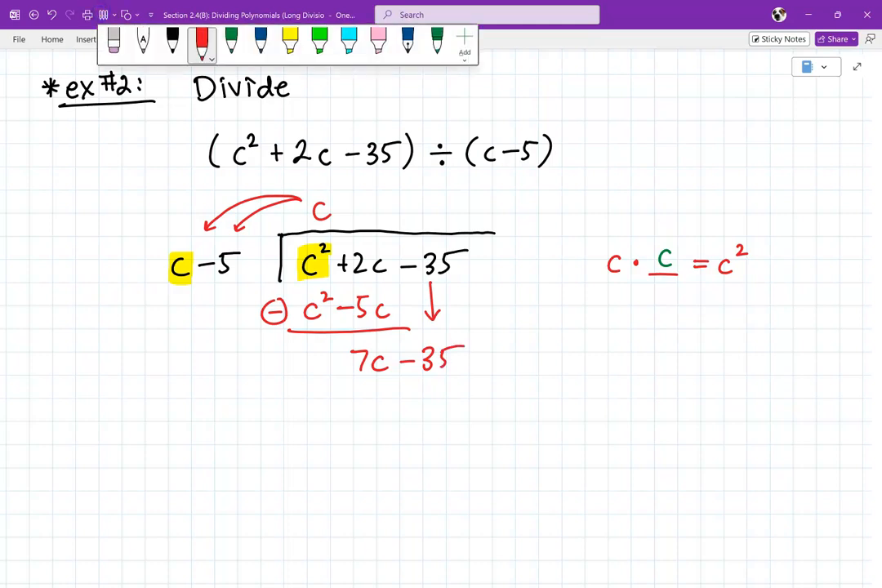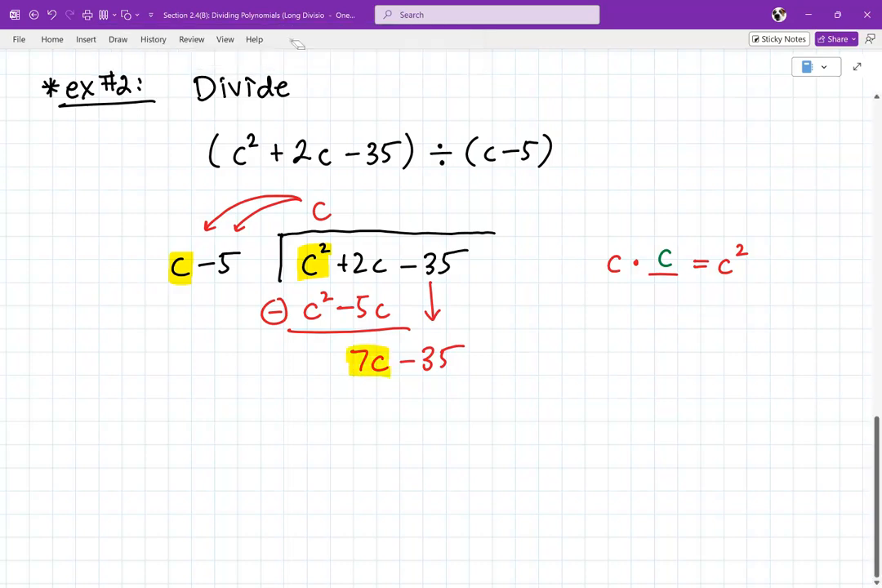And now I'm going to focus on the firsts again. I'm going to get rid of the one from up there. C times what gives me 7c? Just 7. So I'm going to put a positive 7 up there. Now I'm going to multiply by that positive 7, but only by the positive 7, not by c plus 7, okay? Not by the whole thing, because then that's just going to be a huge mess. Just by the 7.